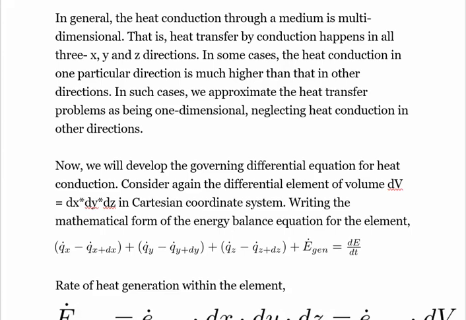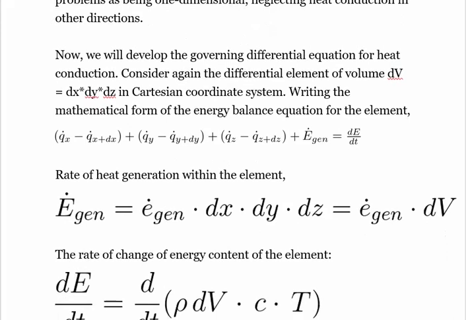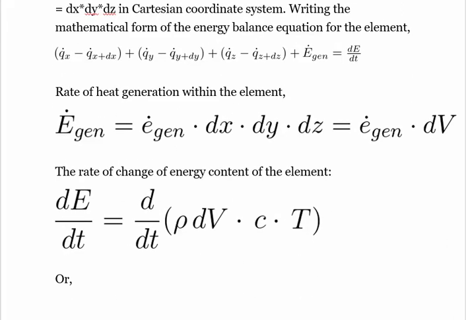Now the rate of heat generated within the element: the total heat generated in the element of dx, dy and dz is equal to the heat generation times the volume. The variation of the volume may change the heat generated values in the system. Next, the rate of change of energy content of the element.